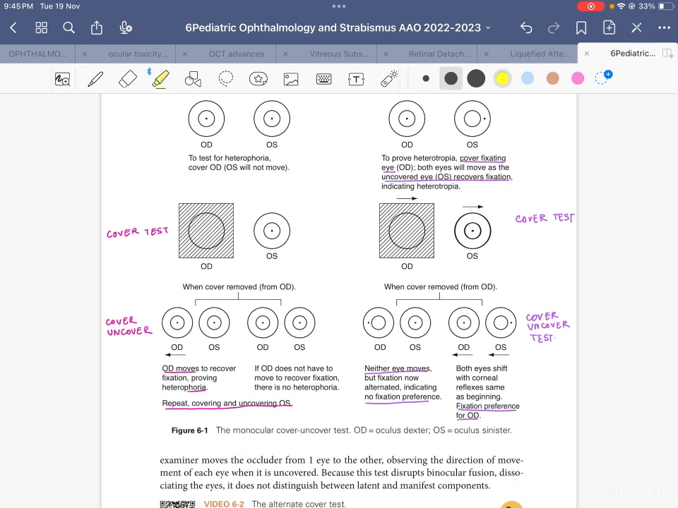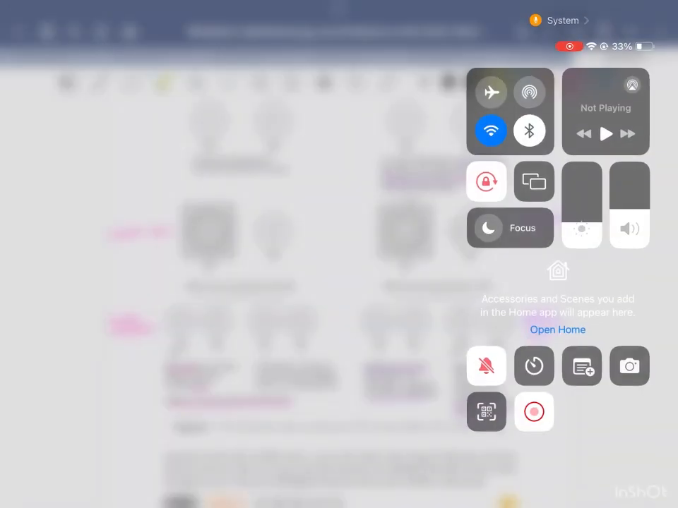And in a cover uncover test, we remove the cover from the covered eye, which is, we had covered the right eye, and now we're removing the cover from the right eye, and note the movement in the eyes. Neither eye moves, but fixation is now alternated, so it indicates that there is no fixed preference, but a tropia is definitely present. In the second scenario, both eyes shift with corneal reflexes same as beginning. That means the fixation is specific towards the right side.